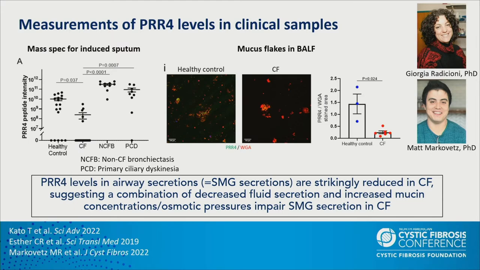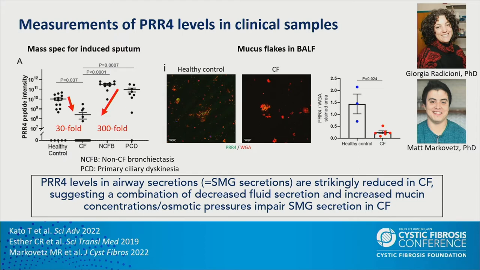And also importantly, the two disease controls show an increased level of PRR4. We assume this reflects the hypersecretion of the gland. And if we compare, the CF PRR4 level was significantly lower compared to both healthy control and disease controls.